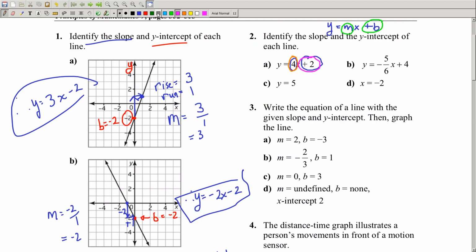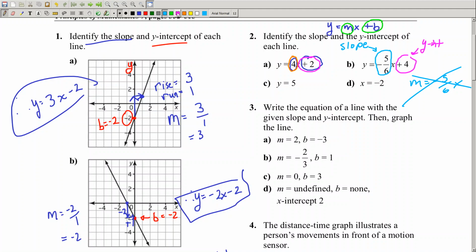Okay, now what about the next equation? Well, the slope is negative 5 over 6, and the y-intercept is positive 4. Now, here's where things get interesting. So this is the y-intercept. One more thing. I do not want you to include the x when you are explaining the slope. So the slope in this case is negative 5 over 6. It is not negative 5 over 6x. So if you write this out, that is a no-no. Okay? It is negative 5 over 6.